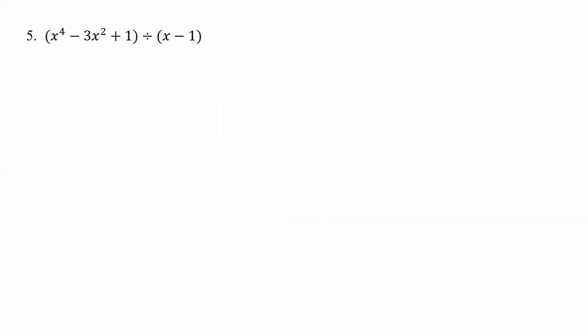All right, so this one, we're back to just x minus k, so we don't have to worry about that. But this time, we're missing a term here, and we're missing a term here. So x to the fourth plus 0x to the third minus 3x squared plus 0x plus 1, all divided by x minus 1. All right. So we're dividing by 1, and so we'll have 1 out here.